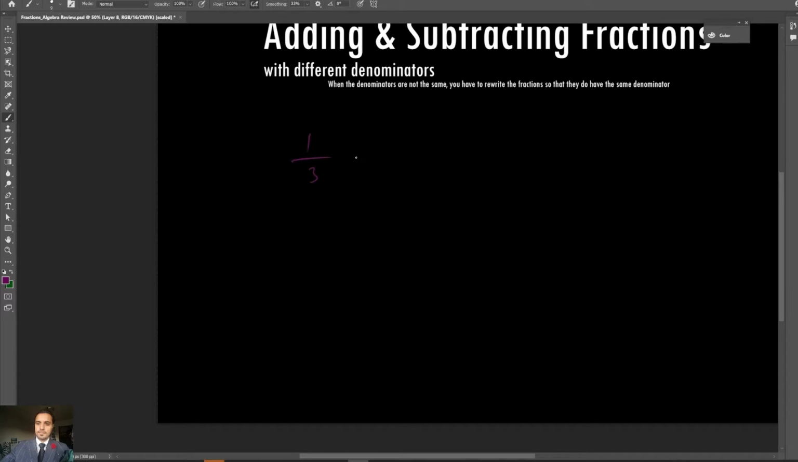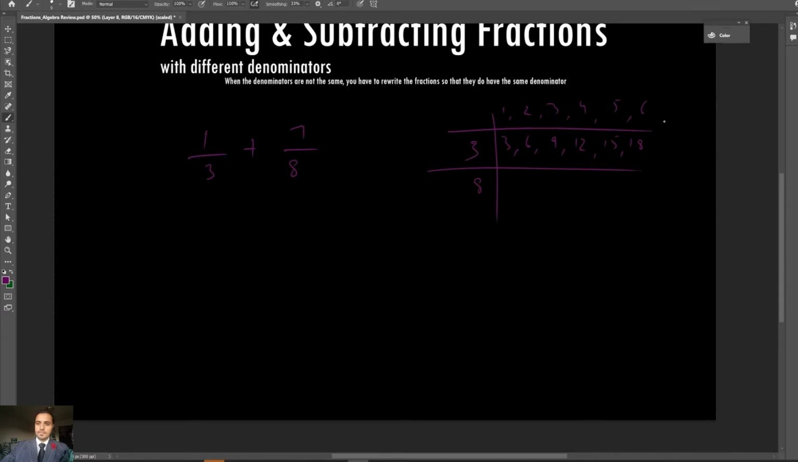So 1 over 3 plus 7 over 8, right? 3 and 8. So we can write the multiples of 3 and 8. So 3 times 1 is 3, 3 times 2 is 6, 3 times 3 is 9, 3 times 4 is 12, 3 times 5 is 15, 3 times 6 is 18, right? 3 times 7 is 21, 3 times 8 is 24. And what about 8 times 1 is 8, 8 times 2 is 16, 8 times 3 is 24. Boom, we found the common multiple, 24, okay?